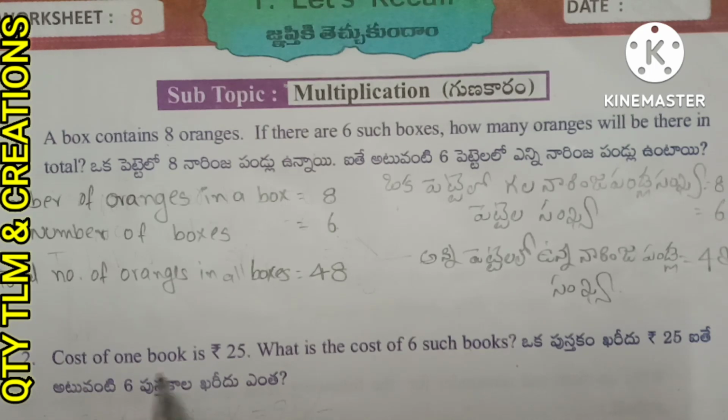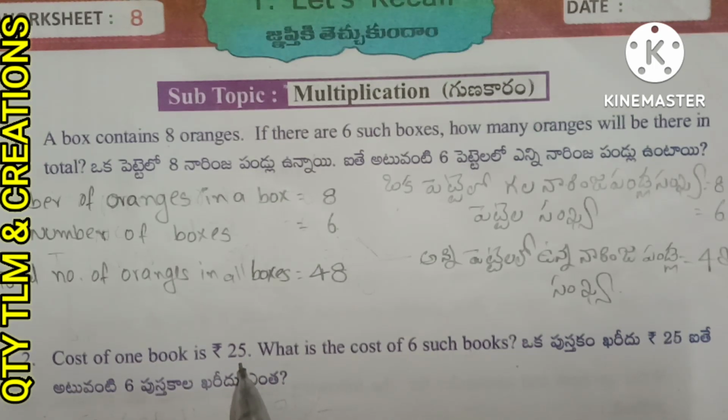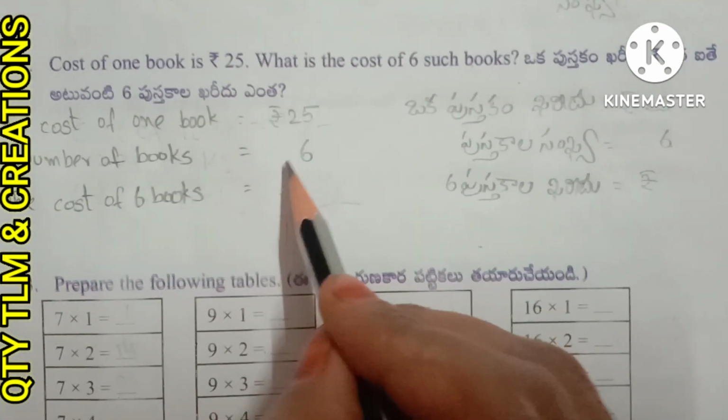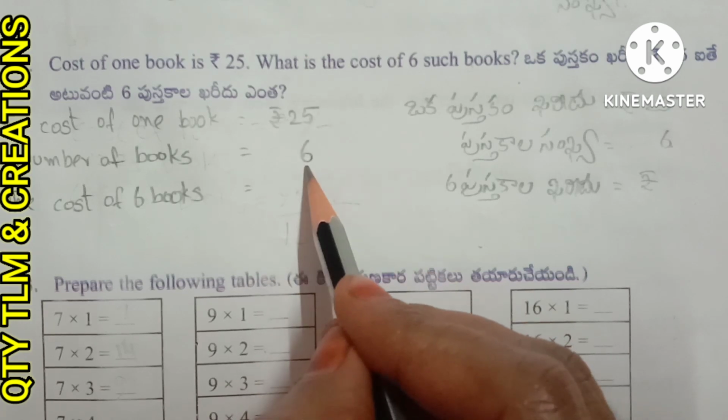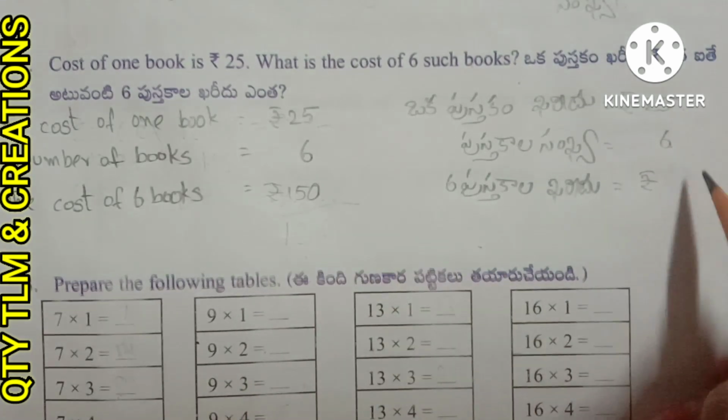Next question. Cost of one book is 25 rupees. What is the cost of 6 such books? Cost of one book is equal to 25 rupees. Number of books is equal to 6. The cost of 6 books is equal to, here we have to multiply 25 with 6, then we get 150 rupees.